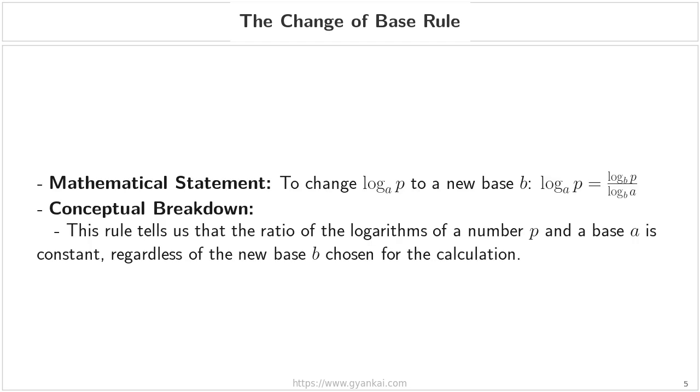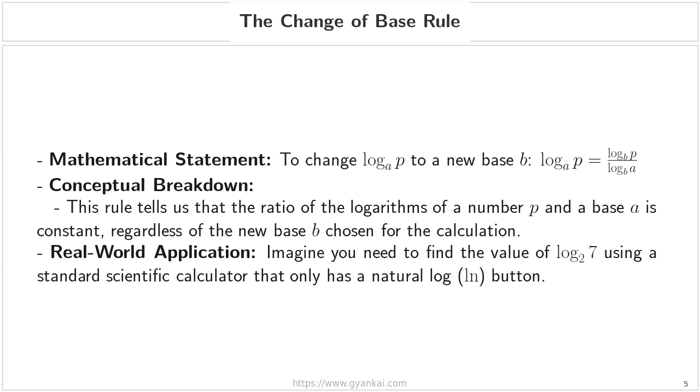To break this down conceptually, this rule tells us that the ratio of the logarithms of a number p and a base a remains constant, regardless of which new base b we choose to perform the calculation. You might wonder when you would actually use this. Let us consider a real-world application. Imagine you need to find the numerical value of log base 2 of 7, but you are using a standard scientific calculator that only has a button for the natural log, which is written as ln.